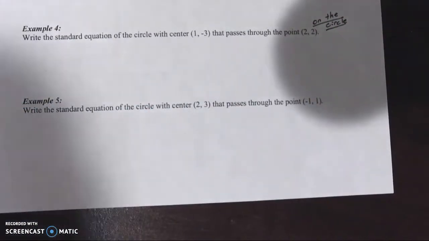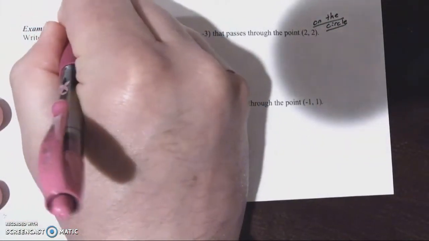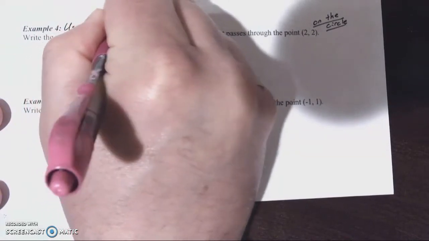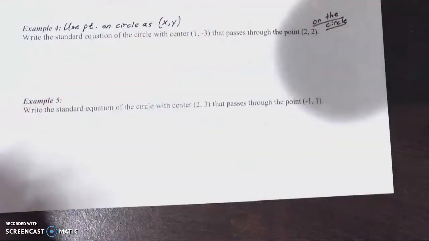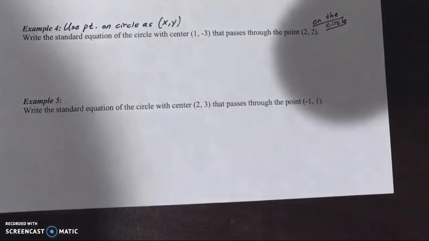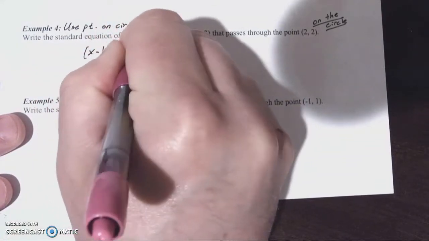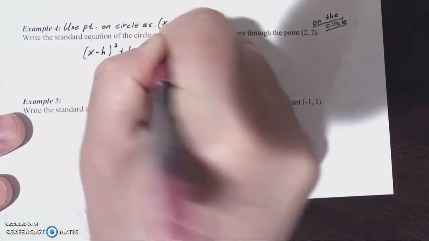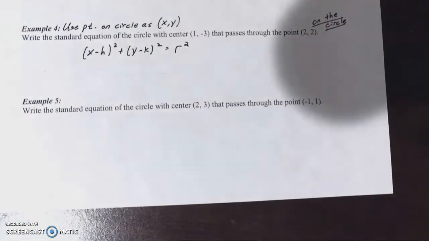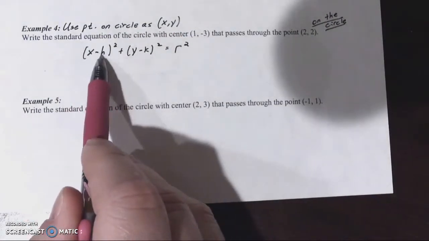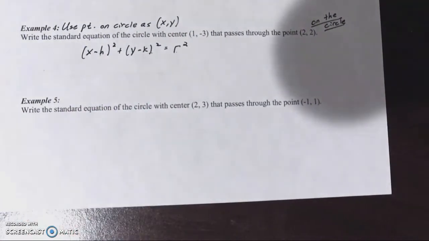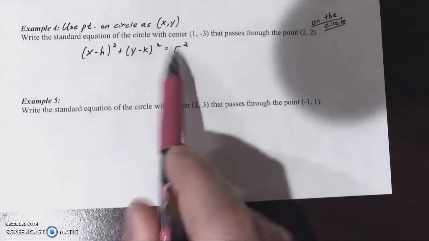All right, first way. Use the point on the circle as the x and the y in our equation. So I'm going to rewrite the standard equation. X minus h squared plus y minus k squared equals r squared. We need the center, h, k, and we need the radius. Which one don't we have right now? We don't have the radius. How can we find it?